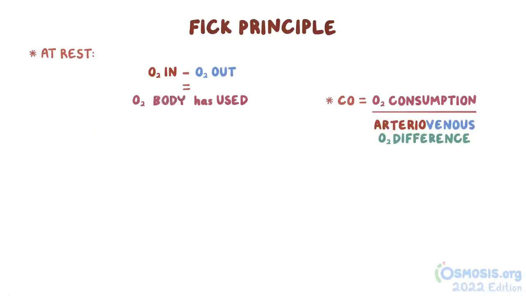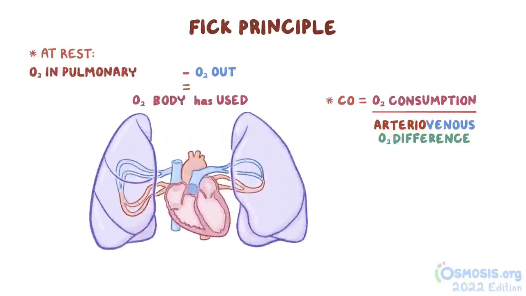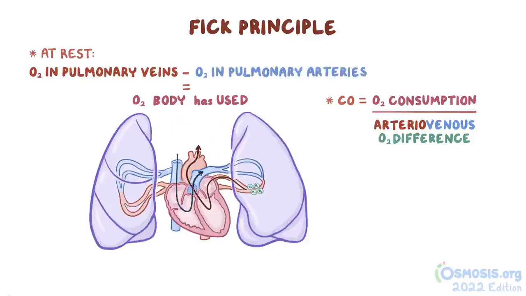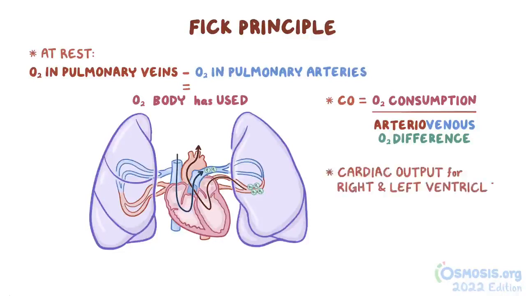So the Fick principle states that at rest, the oxygen in the pulmonary veins going to the body, full of oxygen, minus the oxygen left in the pulmonary arteries coming back from the body, or oxygen left after the body has used some, must equal how much oxygen the body has used. The Fick principle also makes the assumption that at rest, the cardiac output for the right and left ventricles are the same.